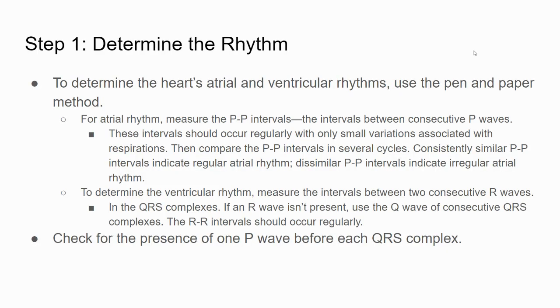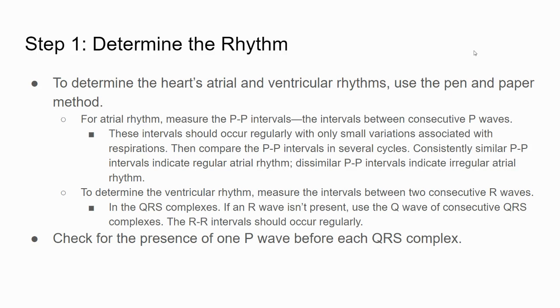So step 1 is to determine the rhythm. To determine the heart's atrial and ventricular rhythms, we're going to use what's called the pen and paper method. For atrial rhythm, we're going to measure the PP intervals, the intervals between 2 consecutive P waves. These intervals should occur regularly with only small variations associated with respirations.